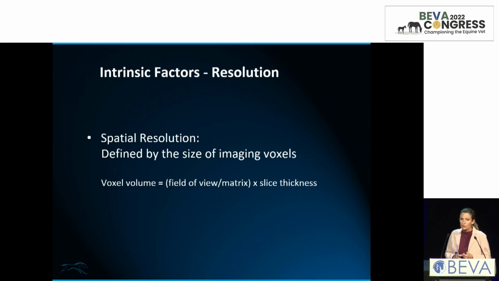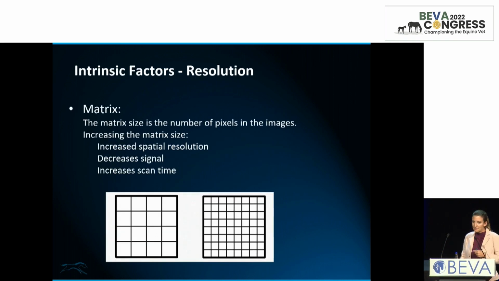So the spatial resolution is defined by the size of the individual 2D pixel or 3D voxel. The smaller the pixel or the voxel size, the greater the resolution. It is very closely related to the field of view. The voxel volume itself is closely related to the field of view, the matrix, and the slice thickness. I would like to just look quickly at those three things.